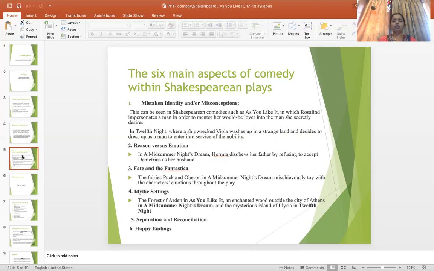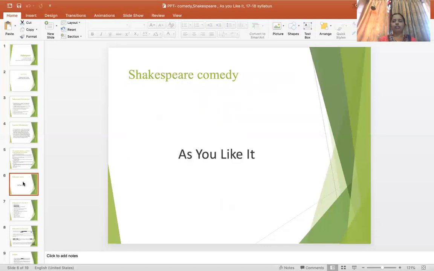and idyllic settings. The forest of Arden in As You Like It, an enchanted wood outside the city of Athens in Midsummer Night's Dream, and the mysterious Illyria in Twelfth Night served as idyllic settings. Fifth one is separation and reconciliation, and the sixth one is the happy ending. Let us move into the play to watch and observe what are those characteristics employed in the play As You Like It as a Shakespearean comedy.